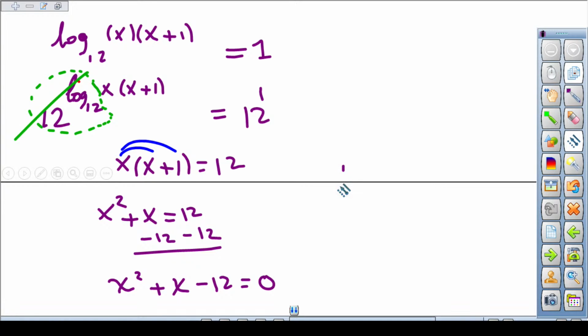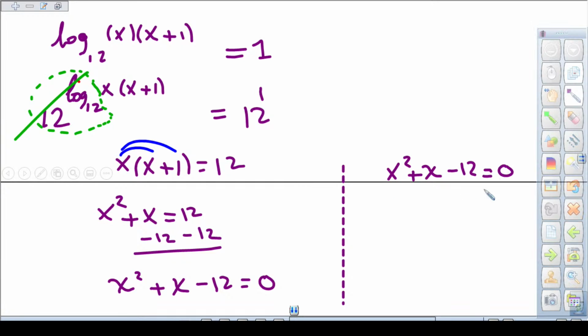What can we do? Okay, in this case, I'm going to start with x squared plus x minus 12 equals 0. What's ABC here, you guys? What is ABC?